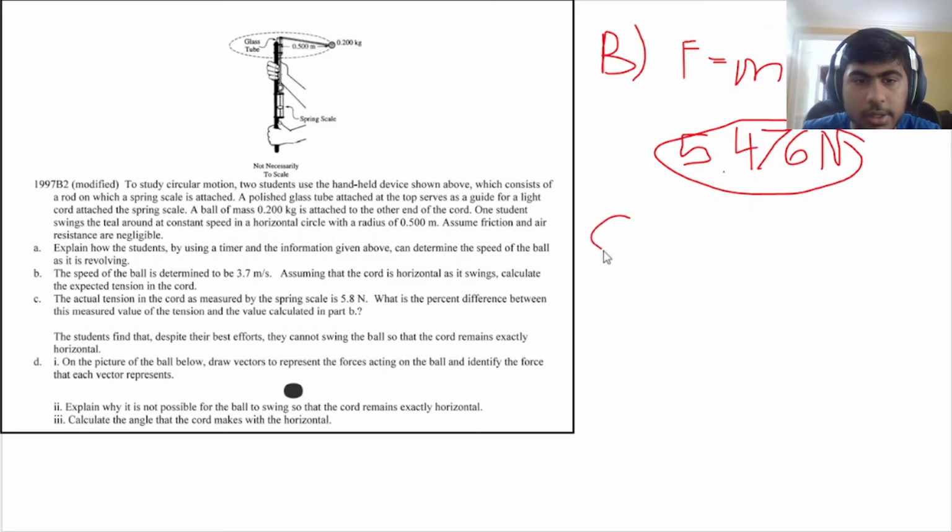And the actual tension in the cord measured by the string scale is determined to be 5.8 newtons. What is the percent difference between the measured value of the tension and the value calculated in part B? So before we start, I just want to say this. Percent difference is often a quantity that people calculate wrong. And the reason is that you find your difference and then you're like, well, which one do I divide it by? And you always divide it by the theoretical value, right? So if you're doing an experiment, you never use the experimental value. You always use the value that's been accepted. And that accepted value is 5.476 newtons because that is what it should be theoretically.